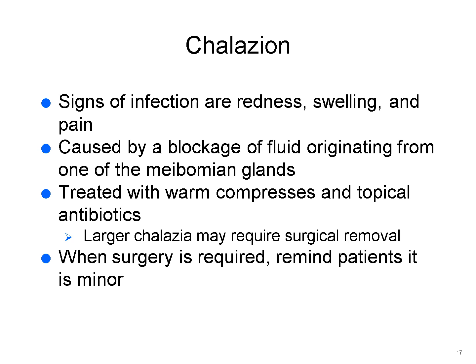A chalazion is a non-infectious eyelid lump caused by blockage of a meibomian gland, which normally secretes oil into the tear film. Though it may look similar to a stye, a chalazion is typically painless and slow-growing, though it can become red, swollen, and tender if infected. Treatment involves warm compresses to soften the blocked material and topical antibiotics if infection is suspected. Larger or persistent chalazia may require minor surgical removal. It's important to reassure patients that the procedure is simple and quick, often performed under local anesthesia.